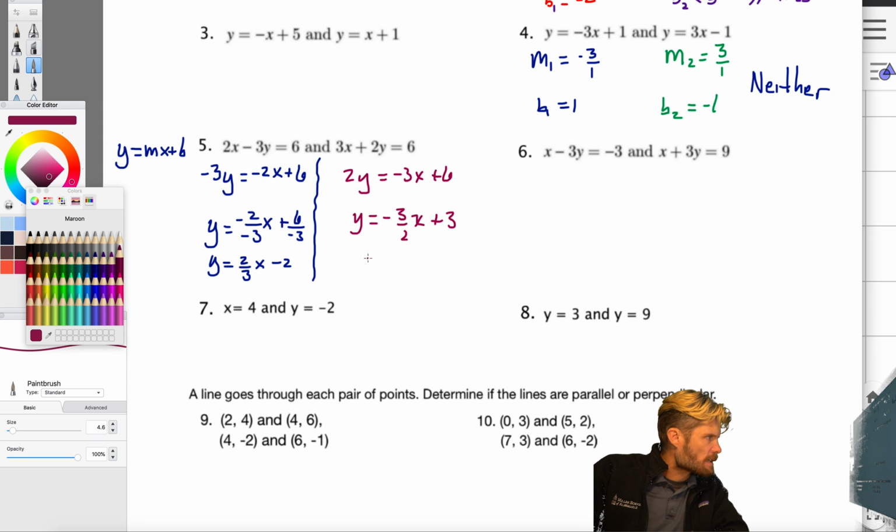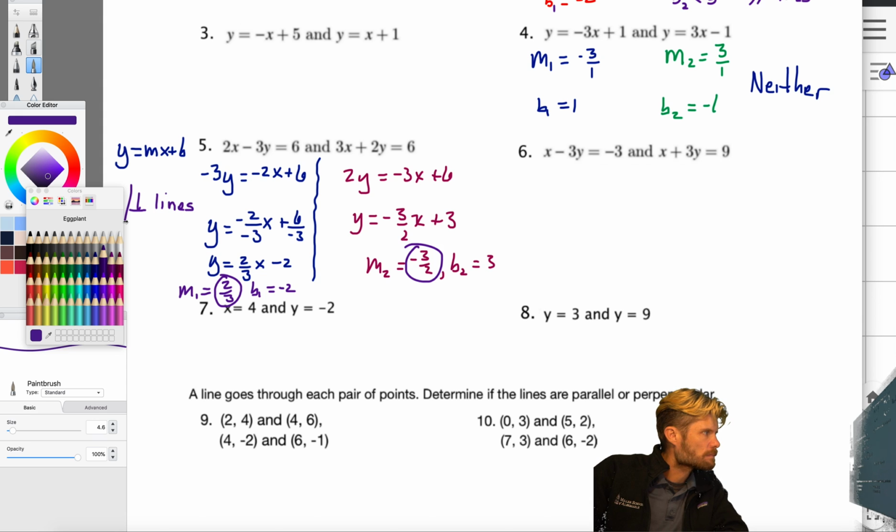Okay, let's check. The slope of this one is -3/2, and the y-intercept is 3. And this one, our slope is 2/3, and the y-intercept is -2. So the slopes are negatives of each other and reciprocal. So in this one right here, these lines are going to be perpendicular. All right.